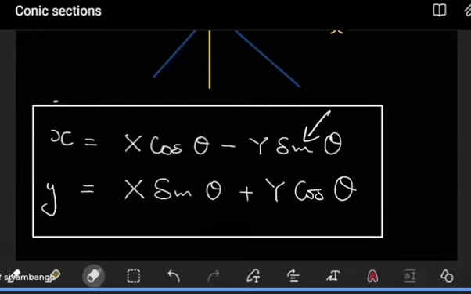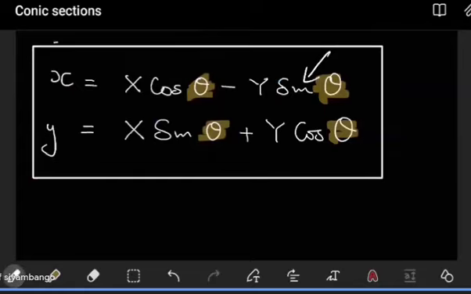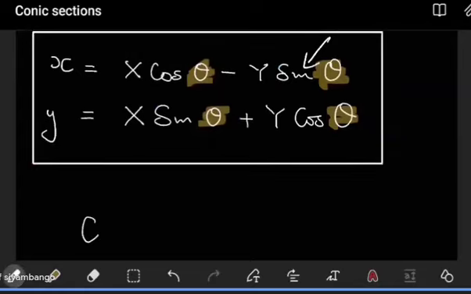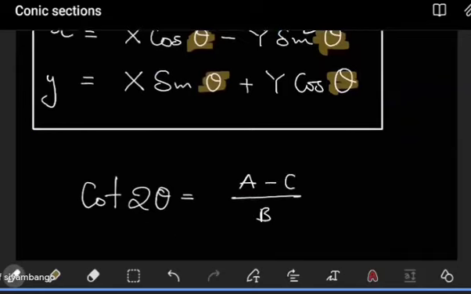Okay, so to solve the question, the first thing that you need to do is find what theta is, the angle of rotation. And to find the angle of rotation, we did come up with that relationship. The relationship was cot 2 theta is equal to A minus C over B. So this is the relationship that helps us to identify what the angle theta is.